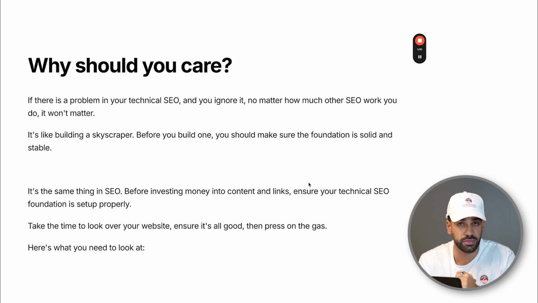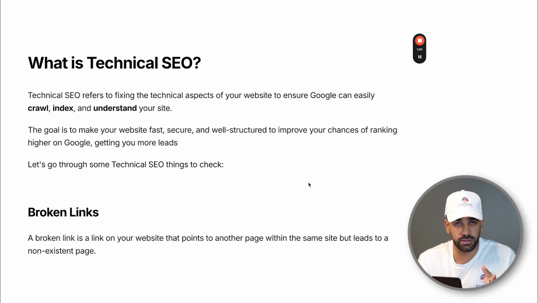And here are the things that you need to look at before you fully invest into SEO. Let me just be clear and define what I mean by technical SEO. Technical SEO refers to fixing any technical aspects of the website to ensure that Google can easily crawl, index, and understand your website. The goal here is to make sure that your website loads fast, is secure, and is structured to improve your chances of ranking higher on Google, which will ultimately get you more leads and more customers. So let's go through some of these technical SEO things to check.